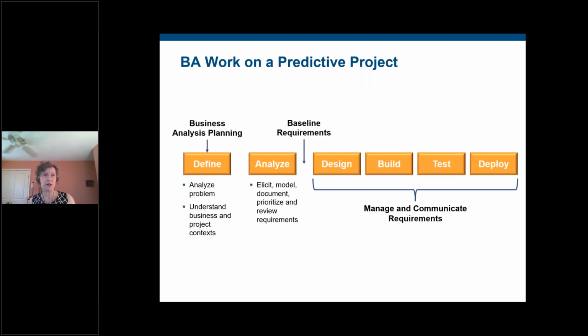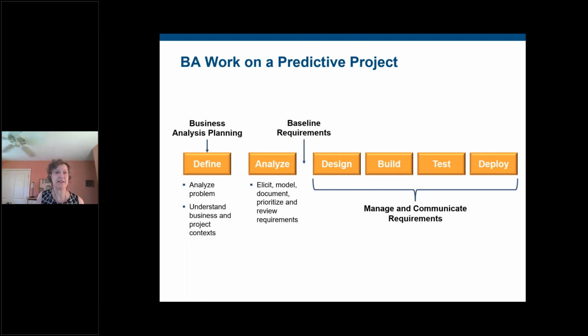The other thing to consider is the project approach, right? So if we look at a predictive project and an agile project, what does the BA work look like on a predictive project? In a more traditional waterfall project, if you want to use that term, you do a lot of BA planning up front. It's all up front, it's predictive, and we are going to ask questions, get the requirements.